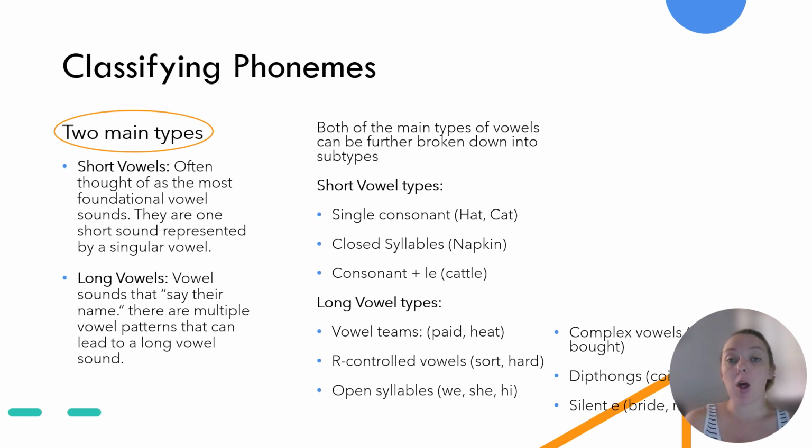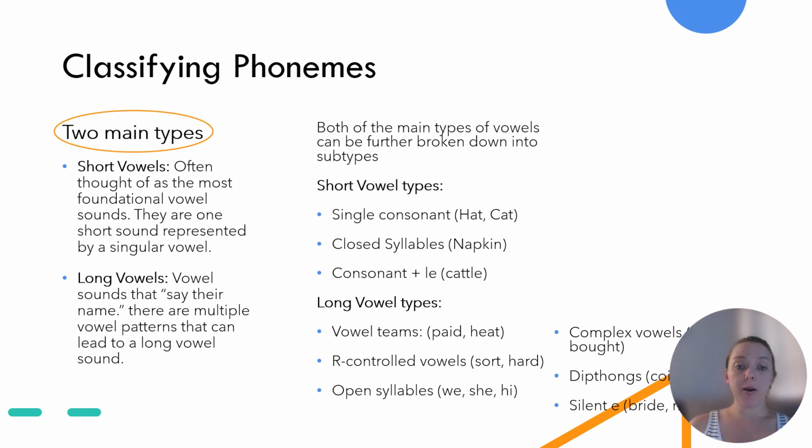And then there's diphthongs. An example of that would be the word coin. So you kind of hear 2 distinct sounds, but it's still considered one phoneme. And then there's the silent E long vowel. Words like bride or maid, so you hear the I saying I and you hear the A saying A. But if you didn't have that silent E, you wouldn't hear that. You'd hear brid or mad.